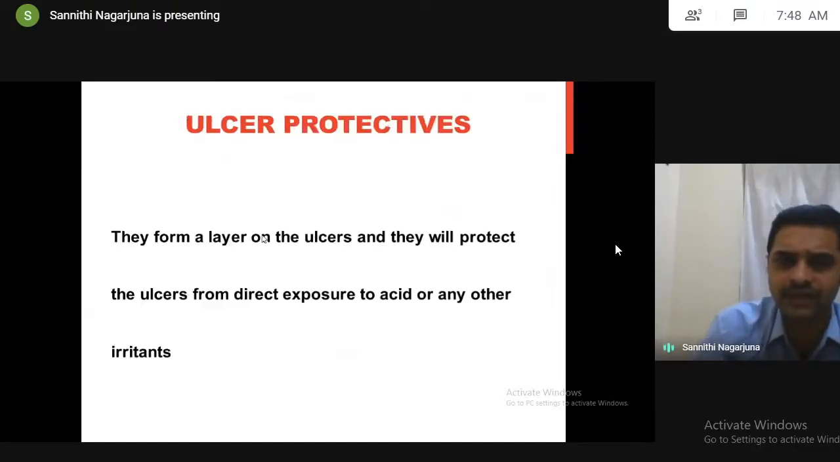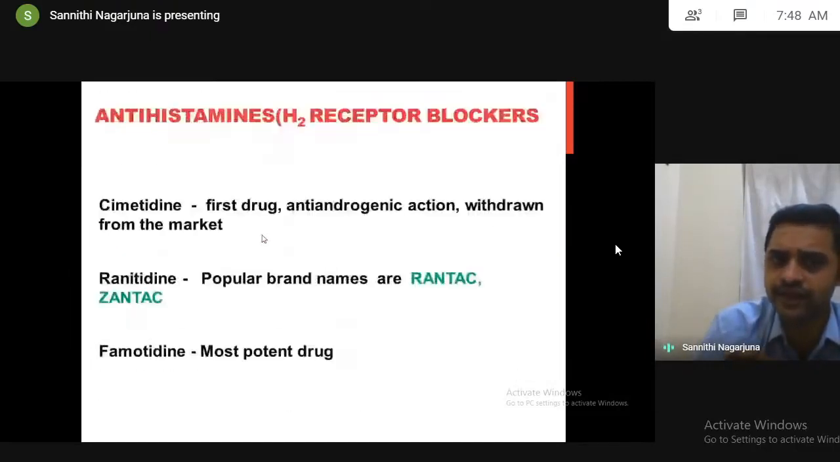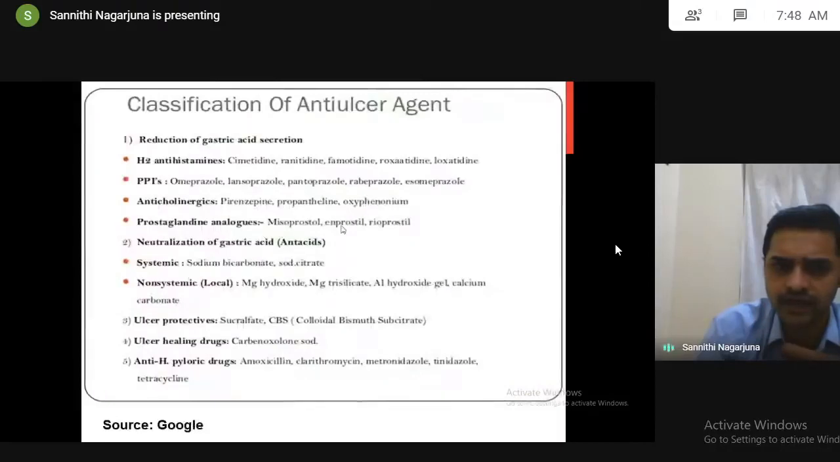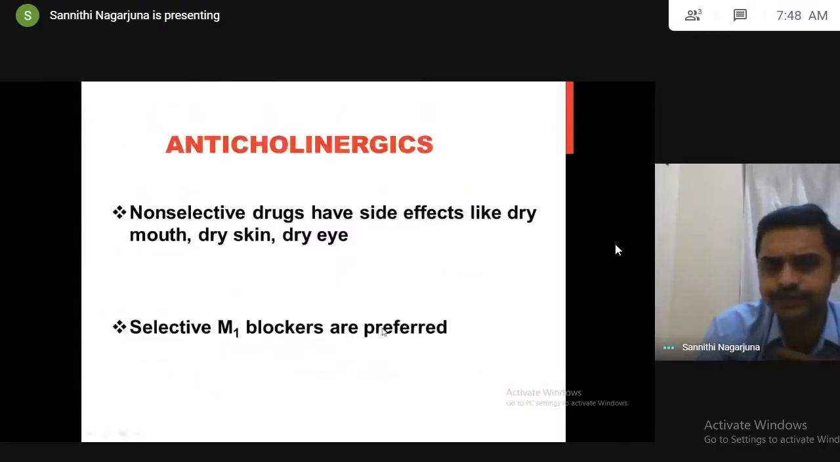An example for this is sucralfate, nothing but sulfated sucrose. So, ulcer protectives like sucralfate. Another one is bismuth subcitrate.